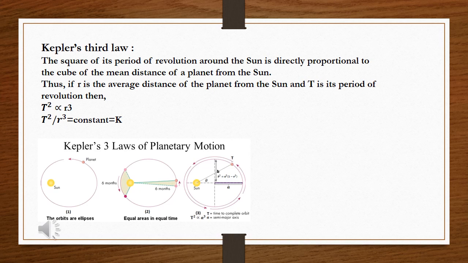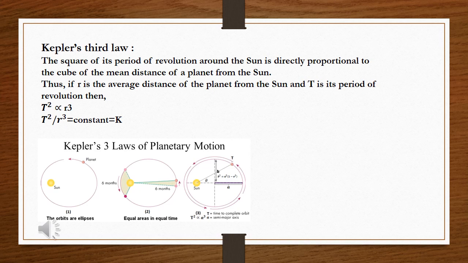Kepler's third law. First observe the three figures. In the first figure the orbits are ellipses, and this was the first law of planetary motion. That means the sun is there and the planet orbits the sun in an elliptical orbit. In the second figure the planet revolves in an elliptical orbit and covers equal area in equal intervals of time. That means the line joining the planet and the sun sweeps equal area in equal intervals of time. So this was Kepler's second law of planetary motion.